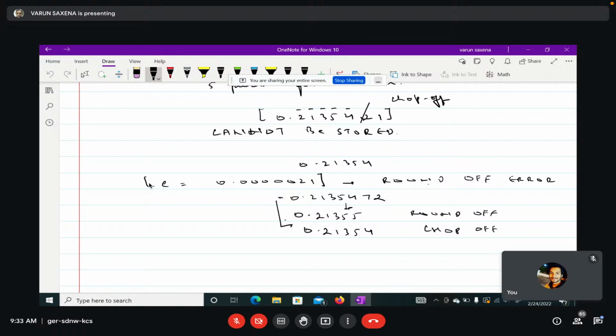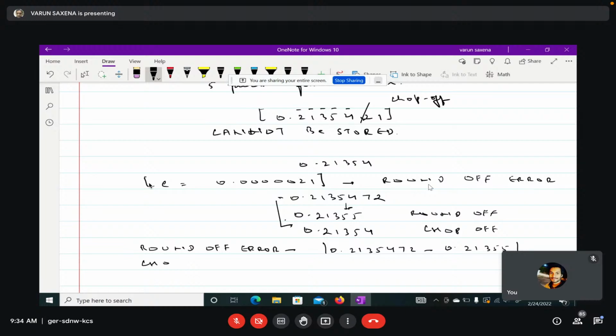So if you look at it, you will have a round off error. And that round off error will be 2.135472 minus, let's just take a mod because you always do, 0.21355. That is going to be a round off error.